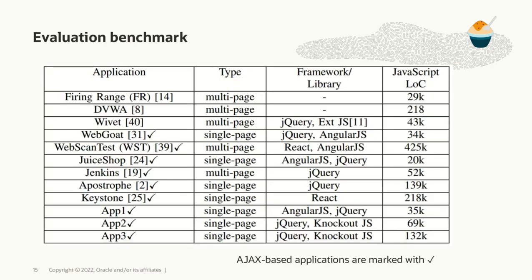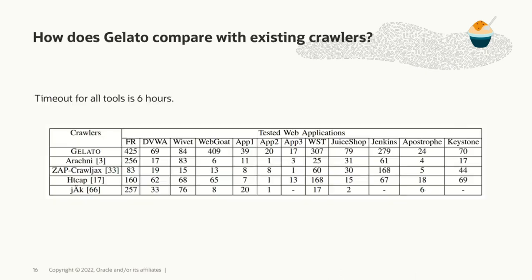We have evaluated Gelato on various applications that use frameworks such as React and AngularJS. We also made sure to have both multi-page applications and single-page applications, because we have observed that in the literature, tools are often evaluated only on more traditional multi-page applications, which are not representative of the apps we use these days. Three of the applications are anonymized because they are used internally at Oracle. Compared to the existing tools, Gelato can detect more URLs and trigger more REST endpoints on these applications. In particular, Crawljax, which is actively used in the ZAP penetration testing tool, does not perform as well as Gelato, which shows the effectiveness of our tool in terms of coverage.